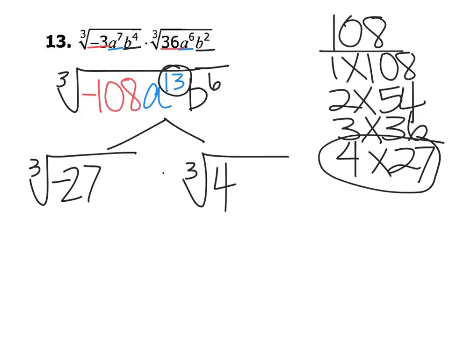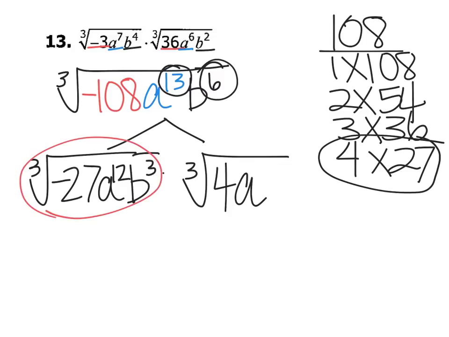13 is not a multiple of 3, but 12 is. So we write A to the 12 under what we can take the cube root of, and we've got 1A left over. And then 6 is a multiple of 3, so we write it under the one we can take the cube root of. Then, take the cube root.